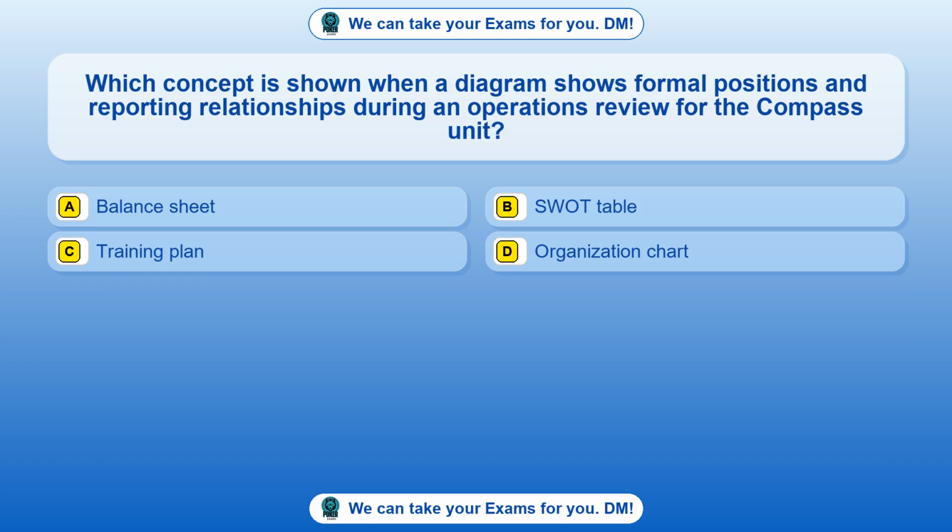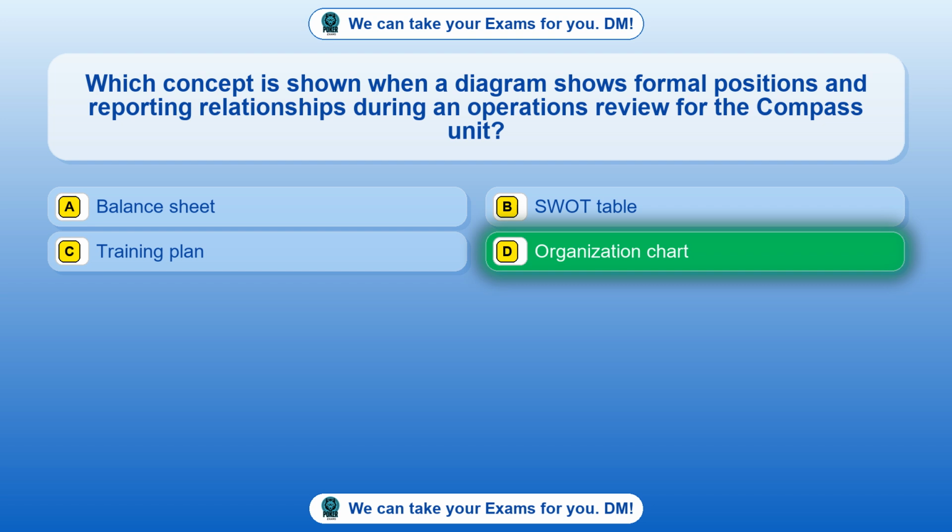Question 5. Which concept is shown when a diagram shows formal positions and reporting relationships during an operations review for the compass unit? Option A, balance sheet. Option B, SWOT table. Option C, training plan. Option D, organization chart. The correct answer is option D, organization chart.